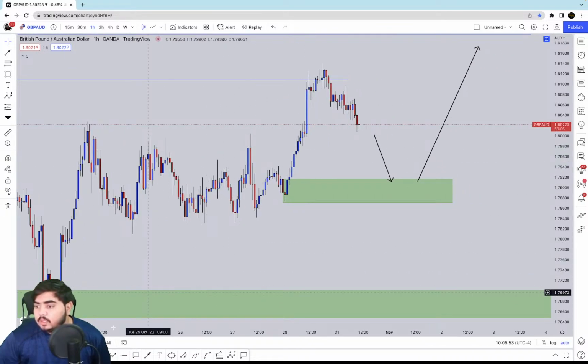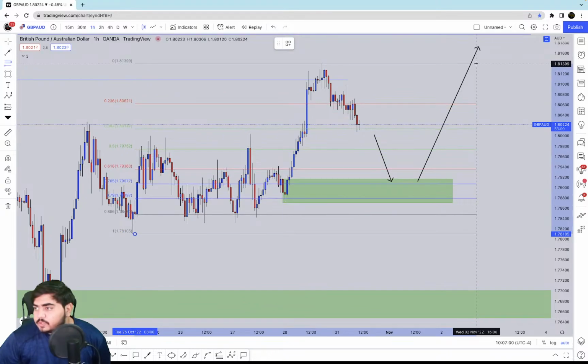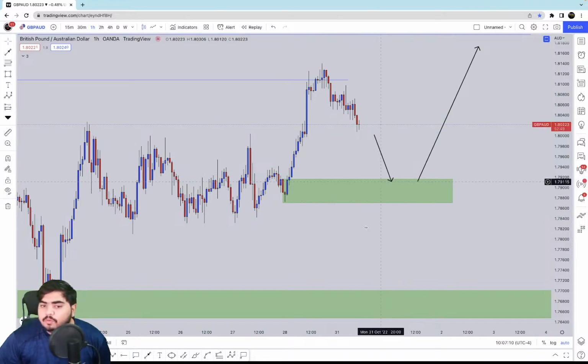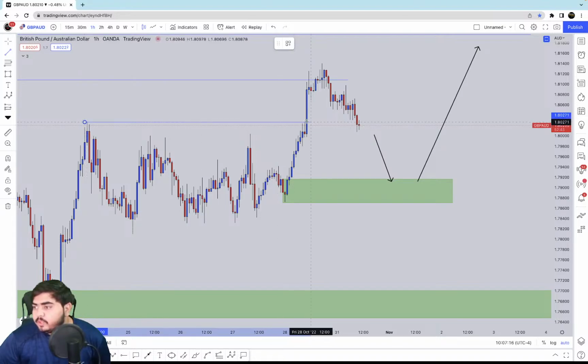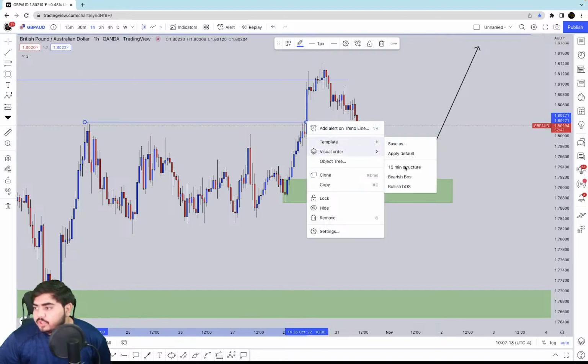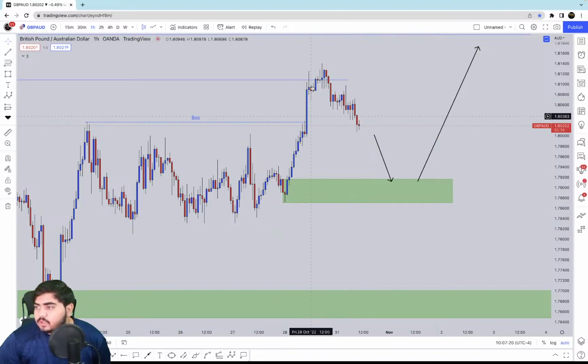Okay. Now what I'm gonna do is basically make a Fibonacci from this low to this high. So 61.8 is here. Okay, this is our trigger area. This is going to be our buying zone because we can notice that we have this bullish break of structure as well. So we have this bullish break of structure, higher high.